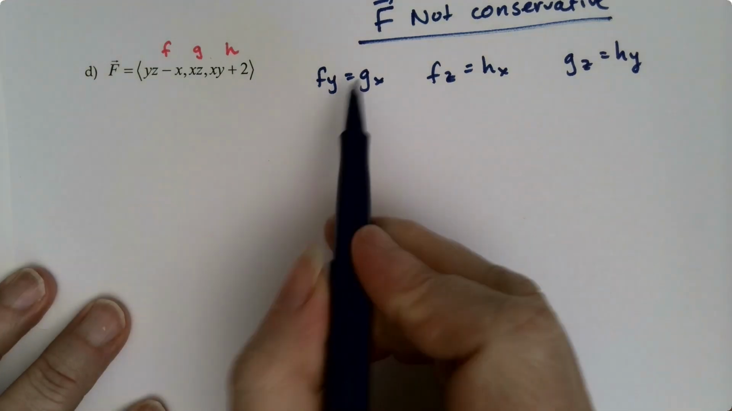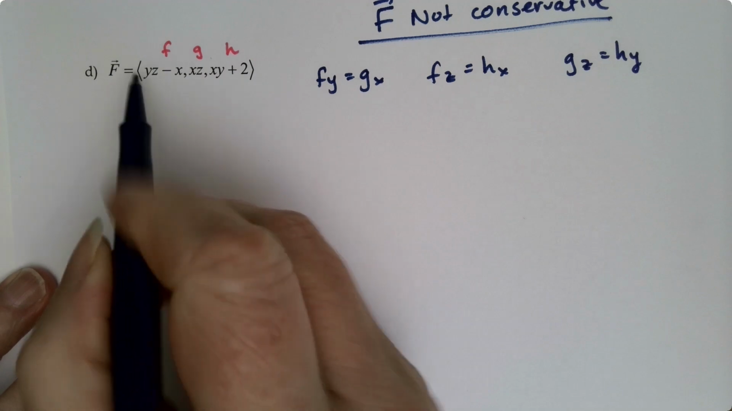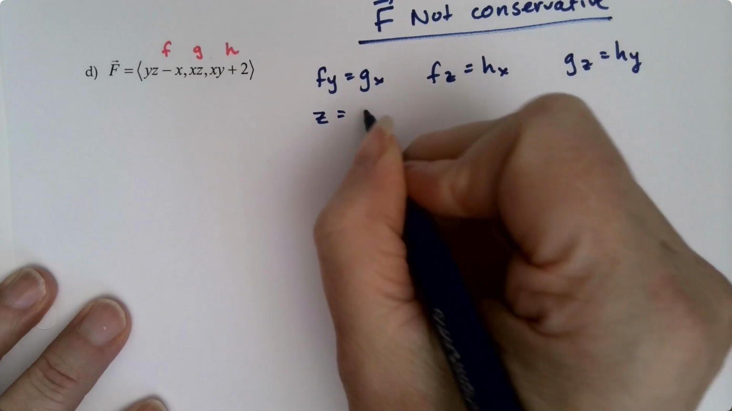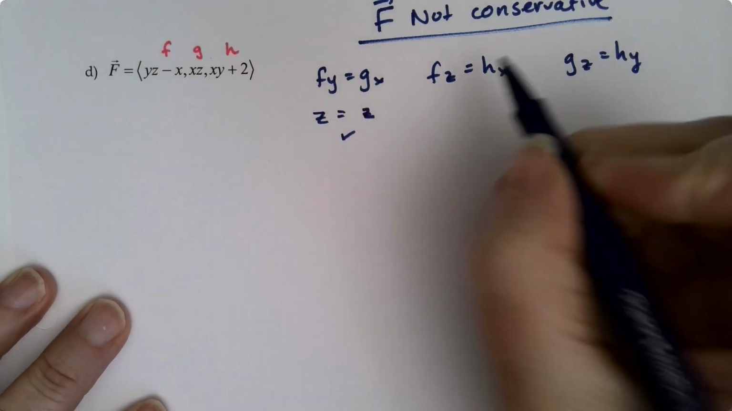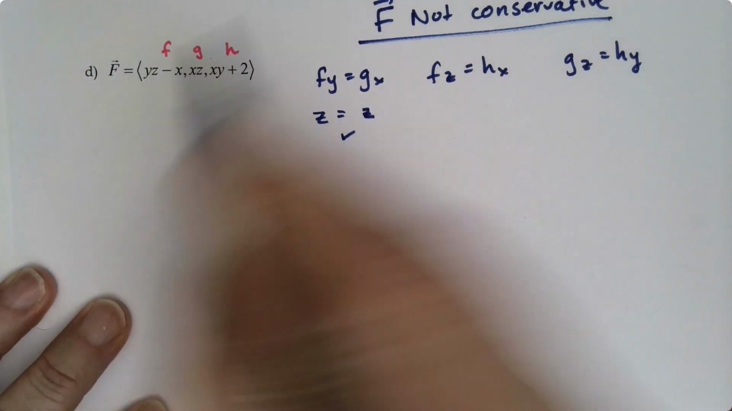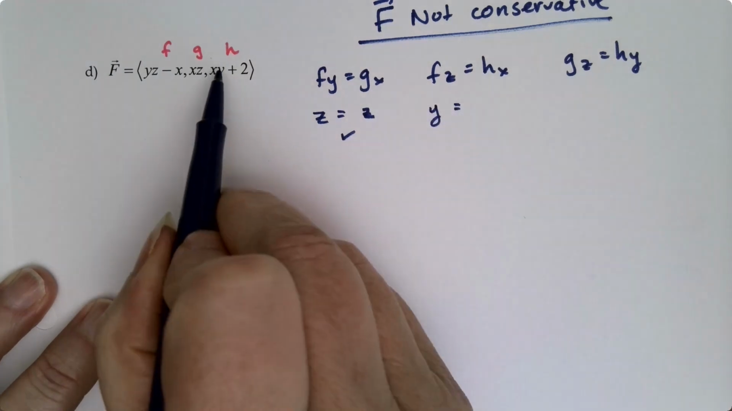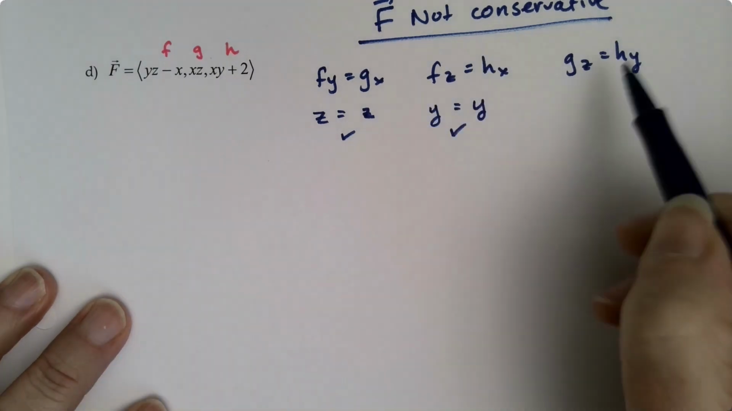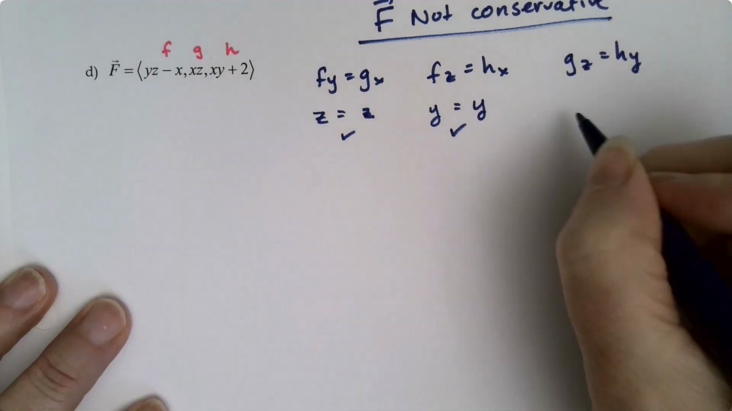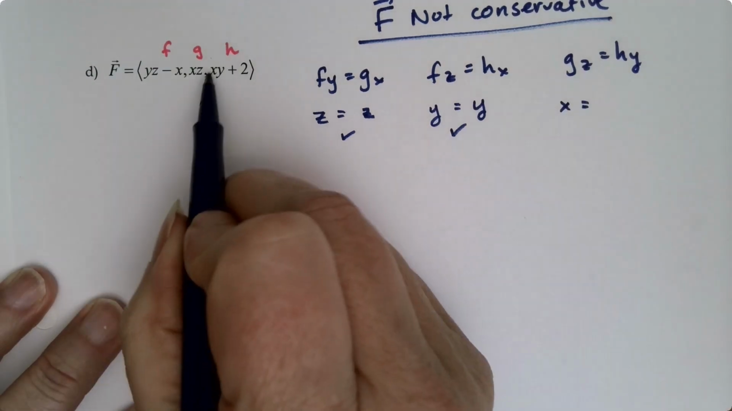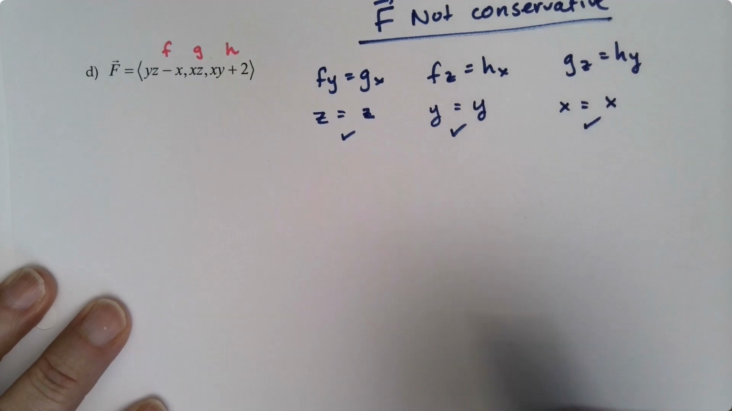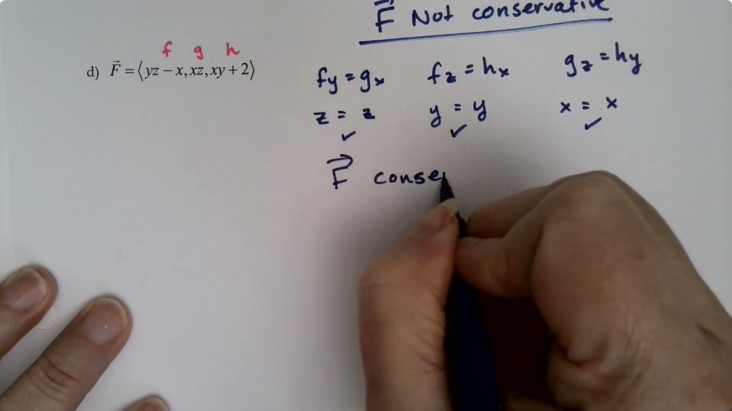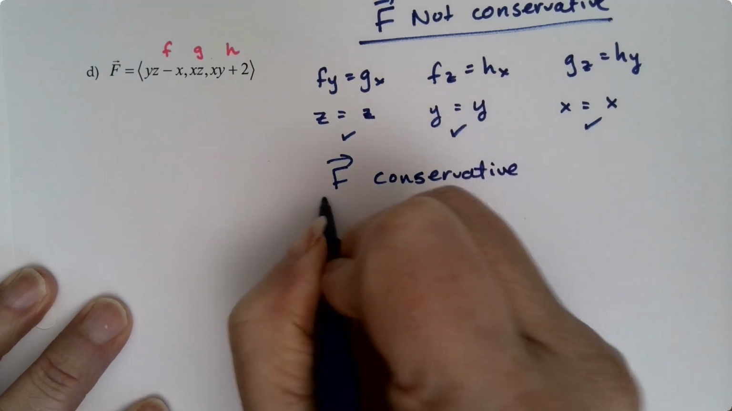Okay, f sub y would be z. G sub x would also be z, so that one's okay. F sub z would be y. H sub x would be y, so that one's okay. G sub z would be x. H sub y would be x. All right, so F is conservative. Therefore, we can find phi.